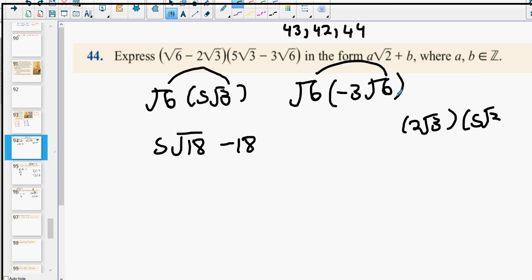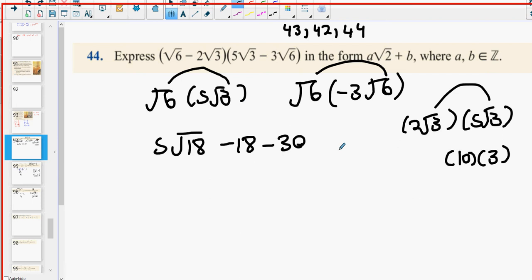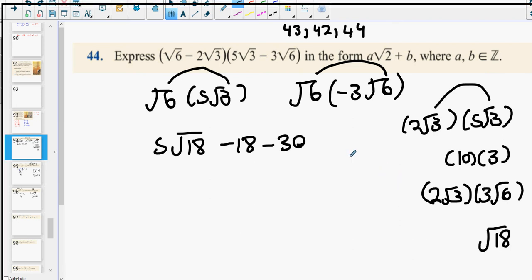Next one is 2 root 3 multiplied by 5 root 3. The root 3's attack each other to become 3, and the 2 by the 5 becomes 10, and 3 times 10 is 30. It's a minus 30 because there's a minus there. Then we get 2 root 3 multiplied by 3 root 6. Yeah, we're still on it. Root 3 by root 6, root 18. 2 times 3 is a plus or minus? Plus. Plus 6 root 18.